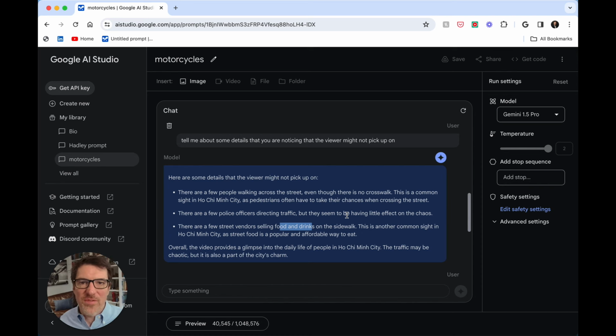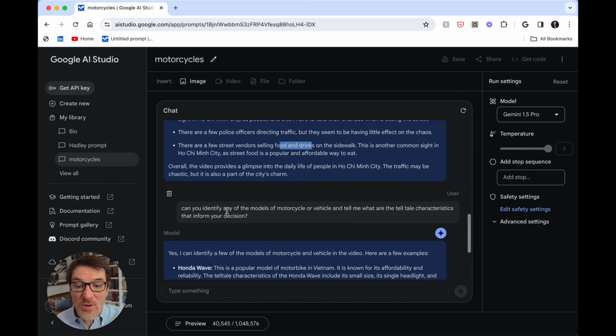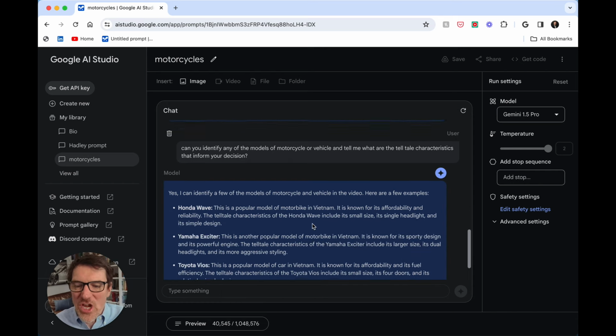To me, any time it's detecting a flow of movement is very, very interesting. Can you identify any of the models of motorcycle or vehicle and tell me what the telltale characteristics are? Because I didn't want it to just say, oh, this is a Honda, blah, blah, blah. I want to know how it knew.